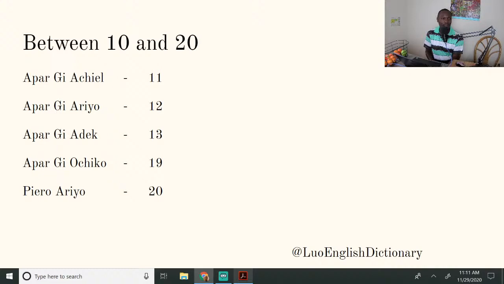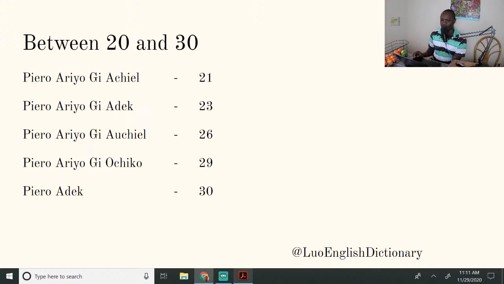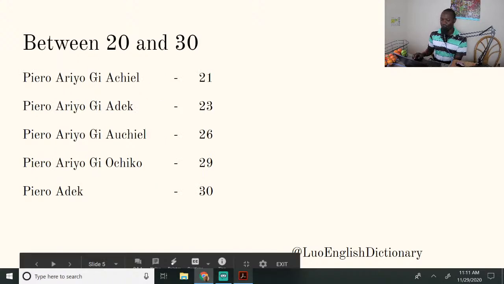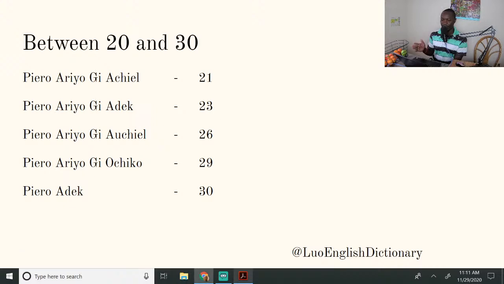So I want to move through to 20 through 30. And 20 through 30 will be, now we have carried over the piero ariyo. So the piero part, we have just carried the piero. And now we're using it on the other side. So you see now it is piero ariyo gi achiel. Remember 2 was ariyo. So then piero ariyo gi achiel means 2 tens and a 1.